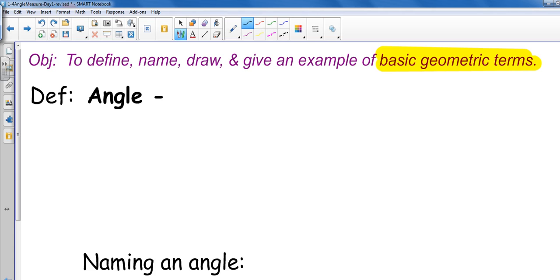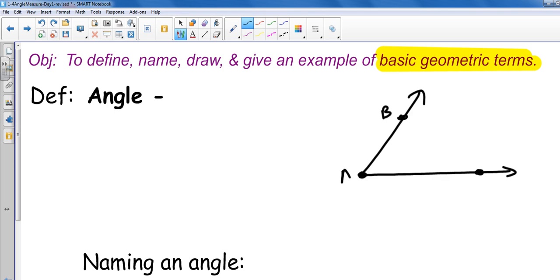I'm going to draw an angle on the right-hand side of my page. You can draw it any way you want. There are all different types of angles. We're going to go over those in just a moment. Right now, I'm going to draw an angle that looks like that. I'm going to put a few points on here. I'm going to use A, B, and C.